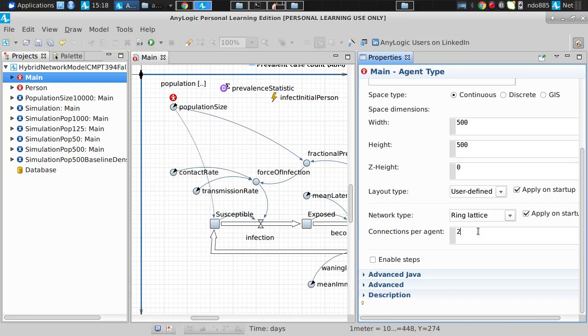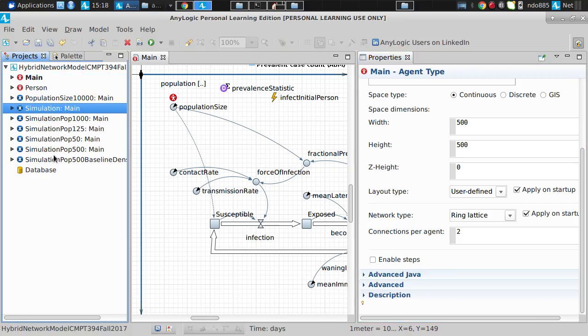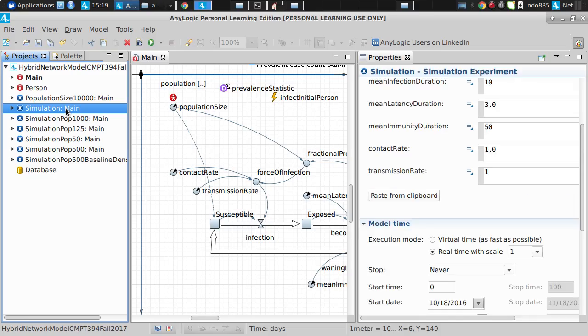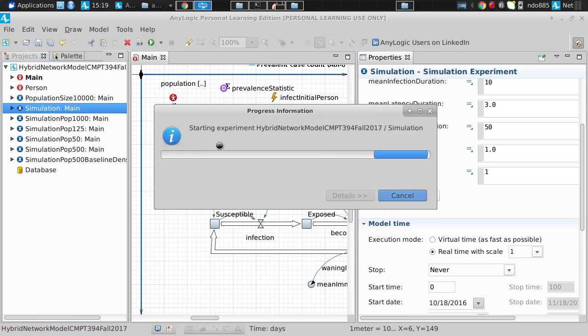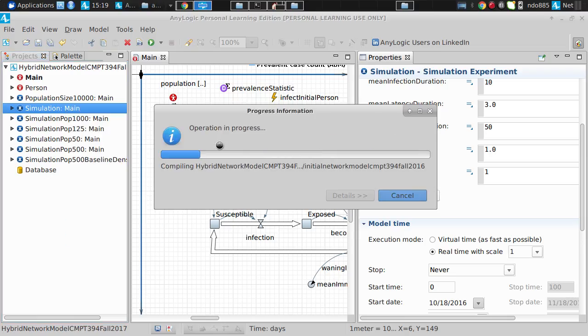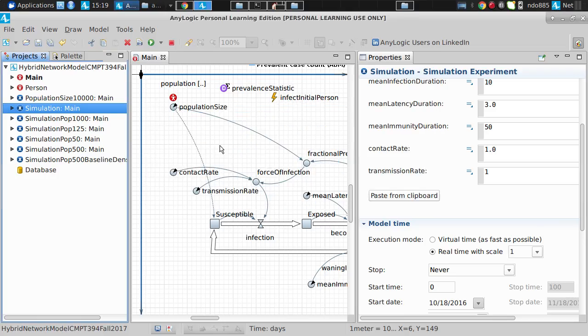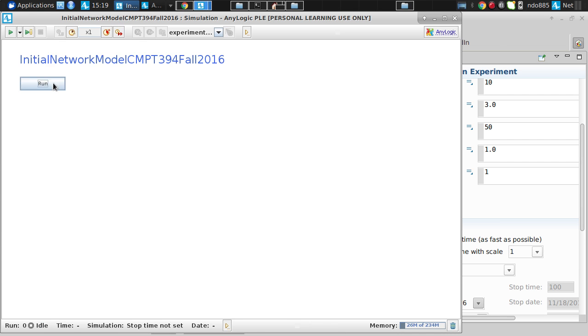Now, I would ask you, ladies and gentlemen, to bear with this for a little bit. I'm going to run this with the baseline simulation here. Here we go. 2 connections per agent. I'd like to run this baseline. How do you expect the situation to be different? Same model dynamics in terms of its characterization. How, if anything, do you expect it to be different? Anyone?